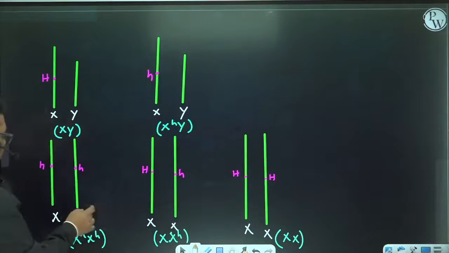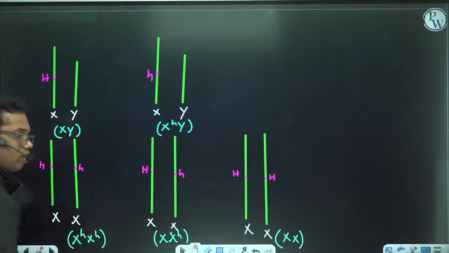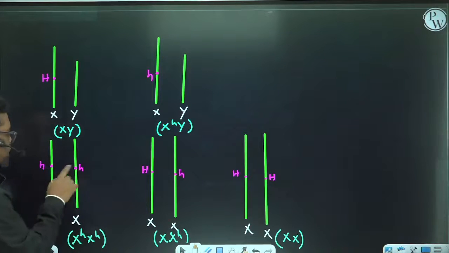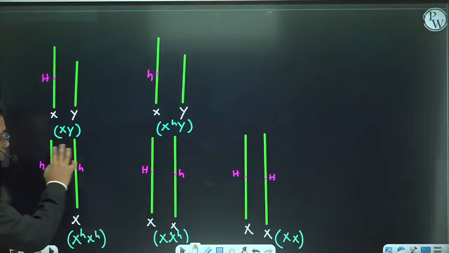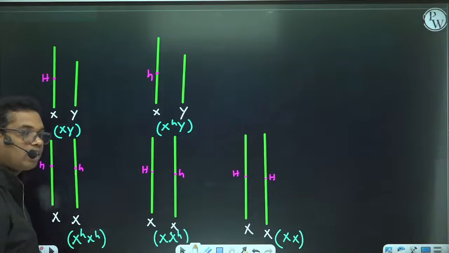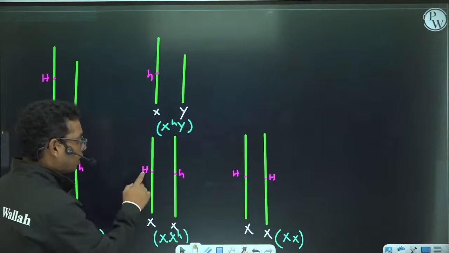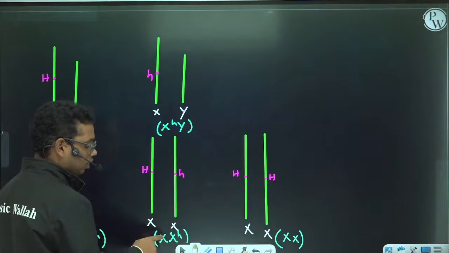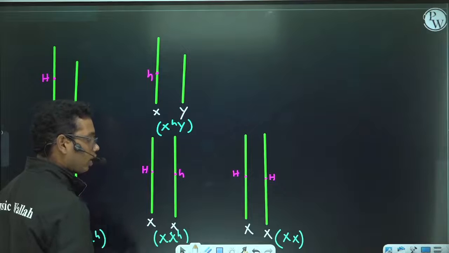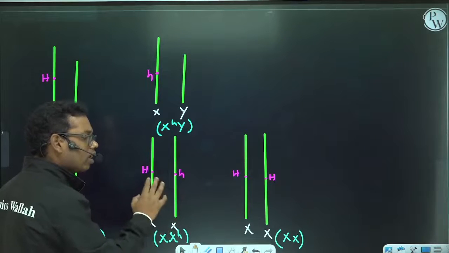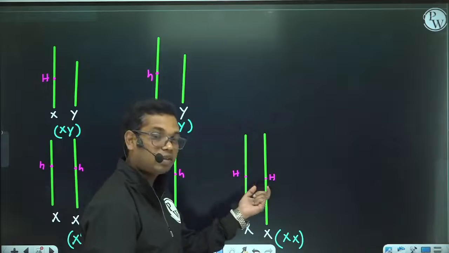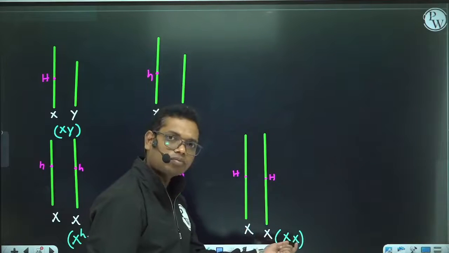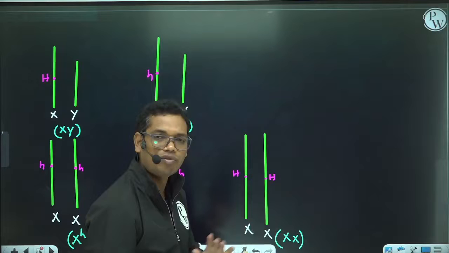And here XX means these are the females. When I write small h, small h, that means I can write here XhXh, and this lady will be a hemophilic lady. Here capital H and small h, that means I can write here XHXh, and this lady will be a carrier, normal but carrier. And here capital H, capital H, that means I can write here XHXH. That means the gene is present in dominant form.